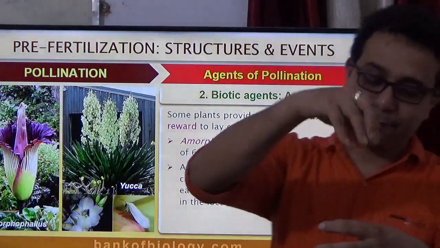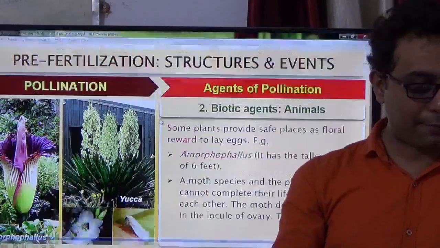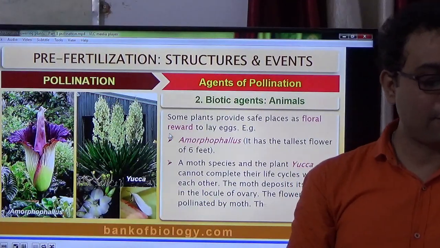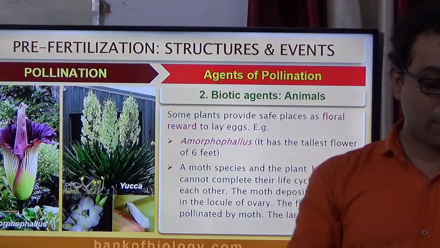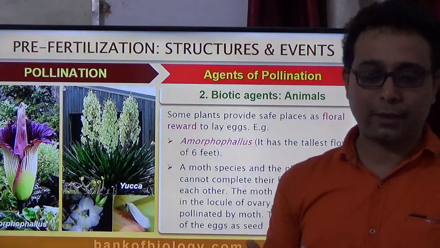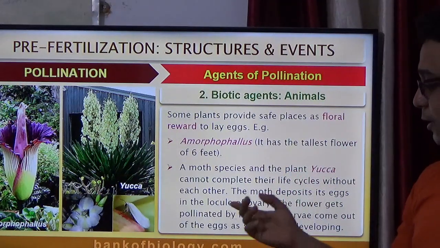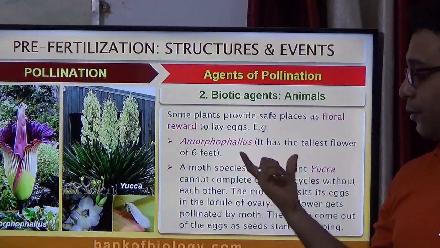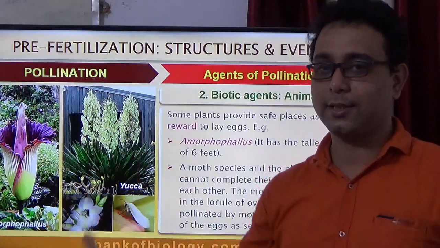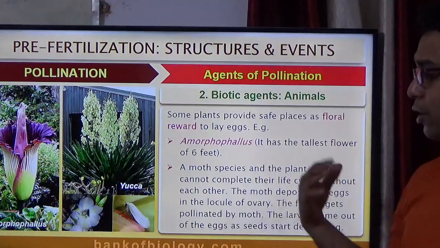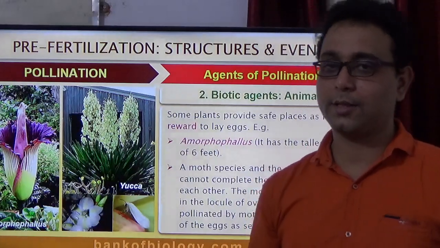The moth deposits the eggs in the locule of the ovary. After that, the flower gets pollinated by the moths. Their larvae come out from the eggs, and the seeds develop. So that is happening. The Amorphophallus also gives a landing platform to the insect. So these are the two main rewards some plants give to their pollinators.